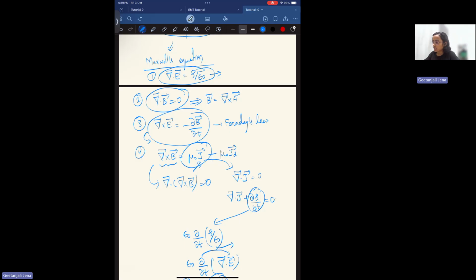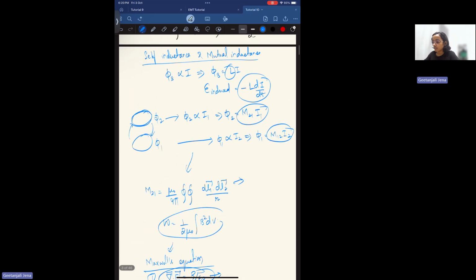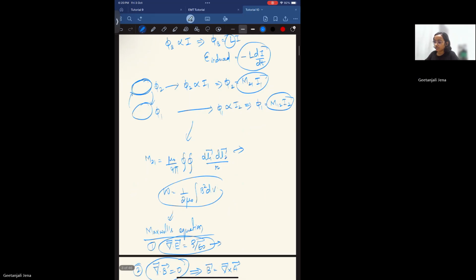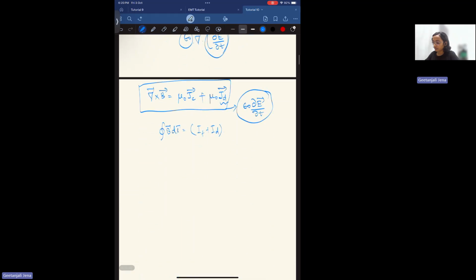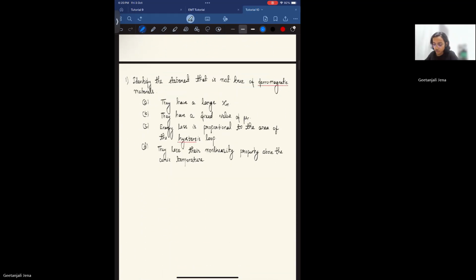So now we'll see the problems related to Maxwell's equations, self-inductance, mutual inductance, as well as flux. So let us start with our first problem. It's one of the conceptual problems. Identify the statement that is not true for the ferromagnetic material.